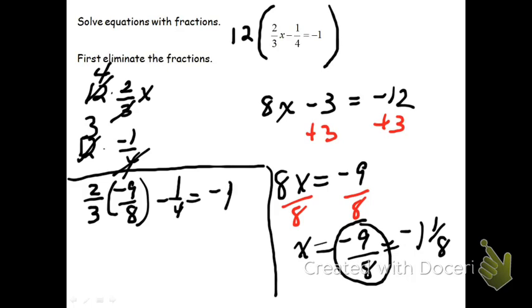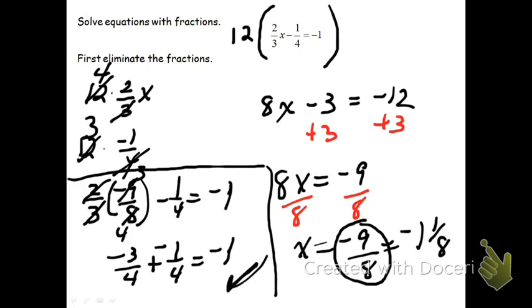All right, well, I multiply these together. 3 will go into the negative 9 a negative 3 times. 2 will go into 8 4 times, so I have a negative 3/4 minus 1/4. Is that equal to negative 1? Well, subtracting 1/4 is the same thing as adding a negative 1/4, and negative 3/4 plus negative 1/4 is negative 4/4, which is our negative 1. So it checks out. We're good.